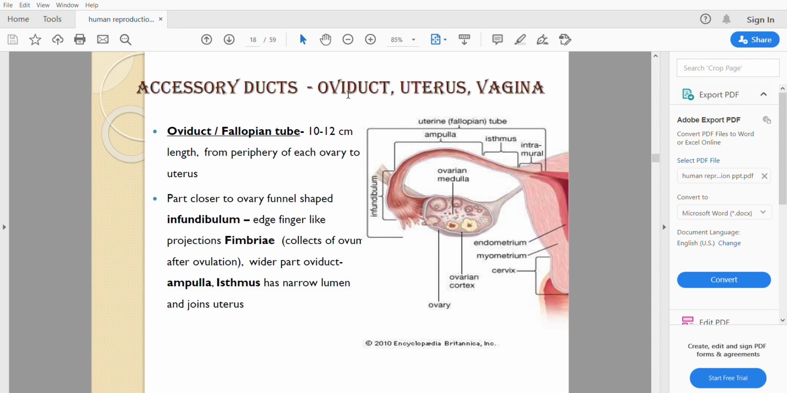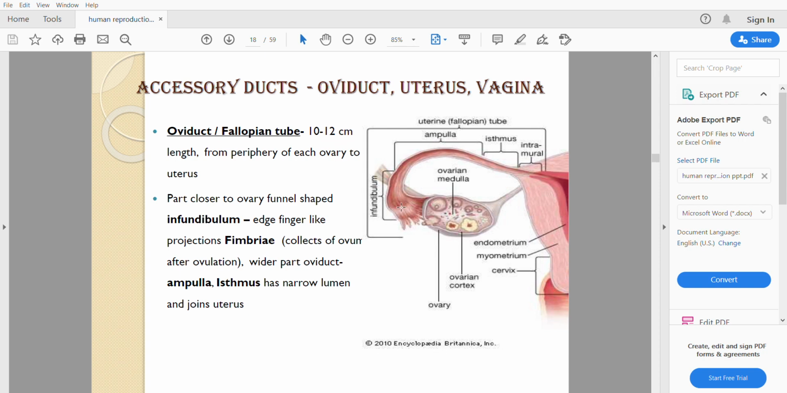One is called the oviduct, another is the uterus, and another is the vagina. Oviduct, or the fallopian tube, is 10 to 12 centimeters in length. Fallopian tube, uterine tube, and oviduct are all similar. So, 10 to 12 centimeters in length.